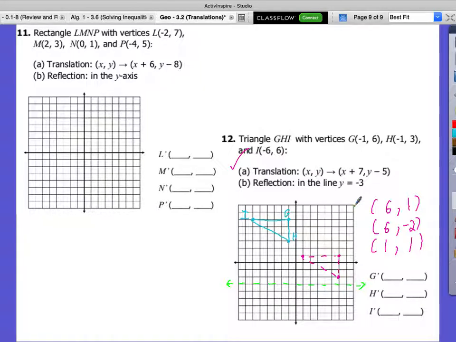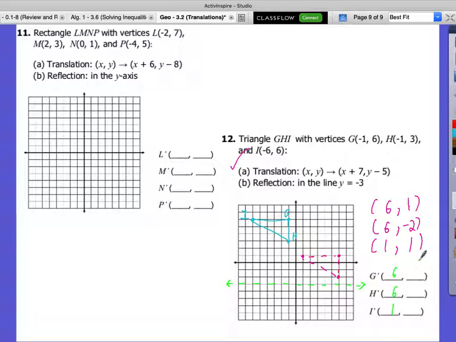Thank you for going to encourage Casey to, but no phones. Okay. So how far away are you from the line y equals negative 3? Well, if we're flipping over this way, are the x's or the y's changing? The y's, so the x's are staying the same. So the x's are still 6, 6, and 1.